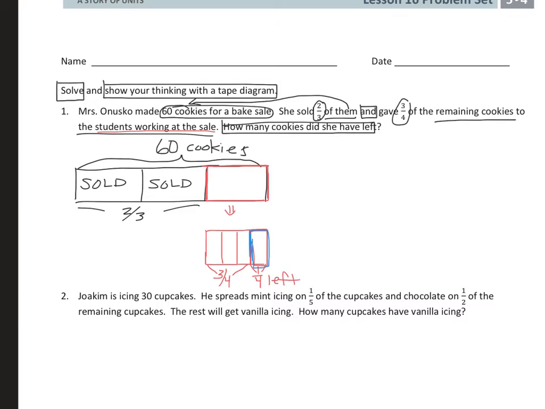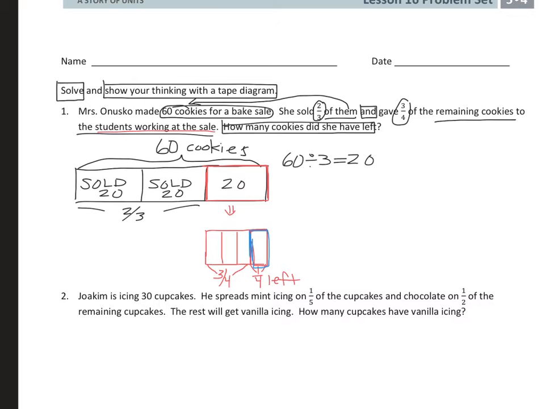So now what I'm going to do is say I have 60, which has to go into 3 boxes. So think of that. 60 has to go in 3 boxes. That means 60 divided by 3, and that would give me the answer of 20. So each box is 20, which tells us that she sold 40 cookies. She has 20 left over.